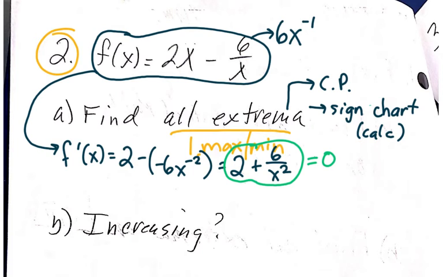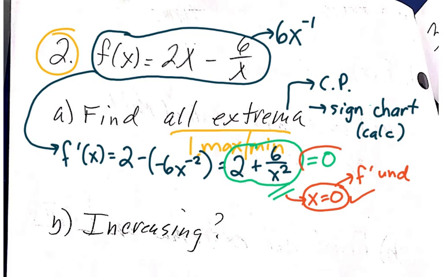We'll also check where it's undefined, and we do have a fraction here, right? So maybe that's easier. Let's figure out what would make that undefined. What would make that denominator equal to 0? That would be when x equals 0. So x equals 0 is going to be one of our critical points, because it made my denominator 0, which means it made my derivative undefined.